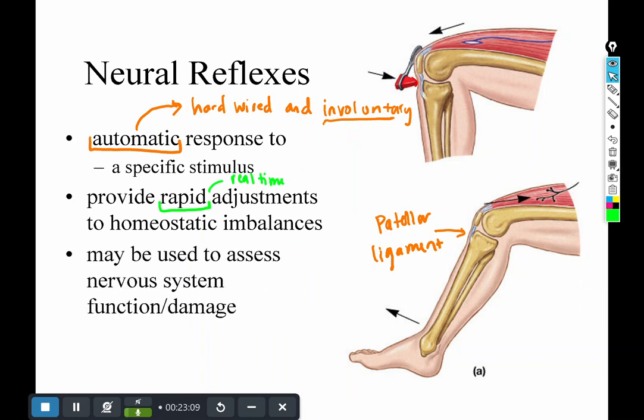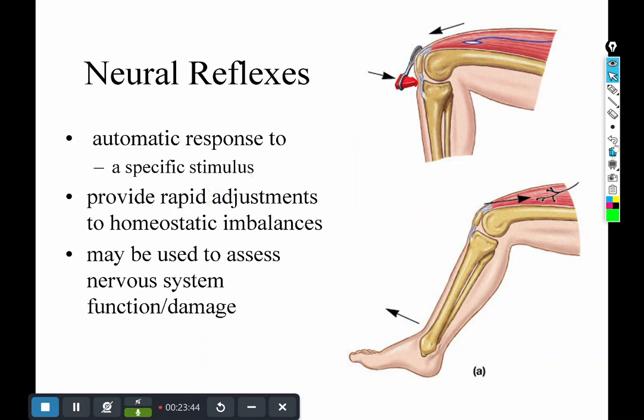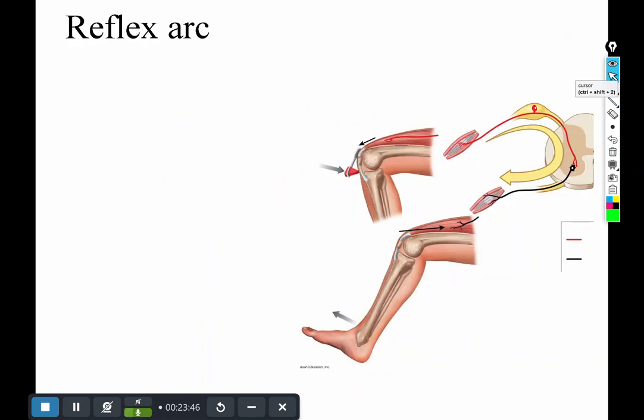So one clinical application of this patellar ligament and tendon example featured here is assessing nervous system damage. So if I'm a clinician and I'm trying to figure out whether my patient has had some damage to their nervous system and whether that damage is on the afferent or efferent side, I might start by just checking some of their reflexes to see if the reflexes are intact. And if they're not, that would provide me with some information about what might be wrong with my patient. So we'll move through that and apply that a little bit later.